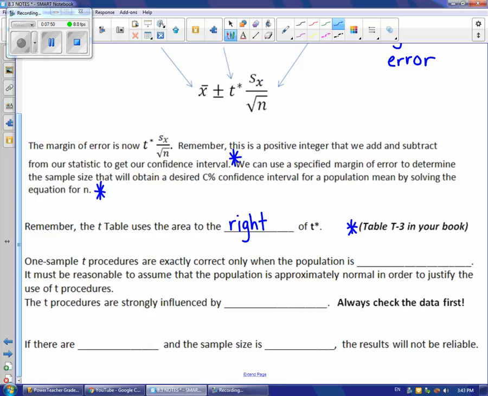One sample t procedures are exactly correct only when our population is normal. It must be reasonable to assume that the population is approximately normal in order to justify the use of t procedures. The t procedures are strongly influenced by outliers, so we always want to check our data first. If there are outliers and your sample size is small, we're not going to get reliable results. So we wouldn't get a reliable confidence interval.